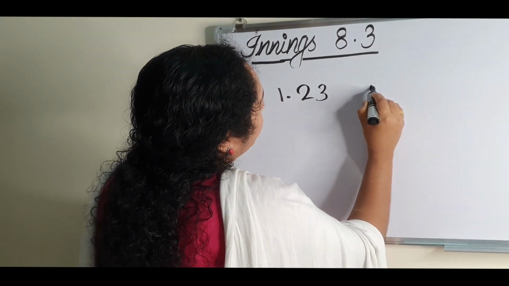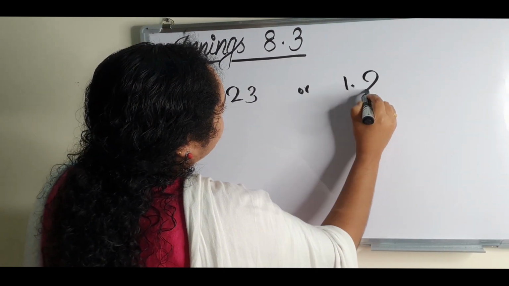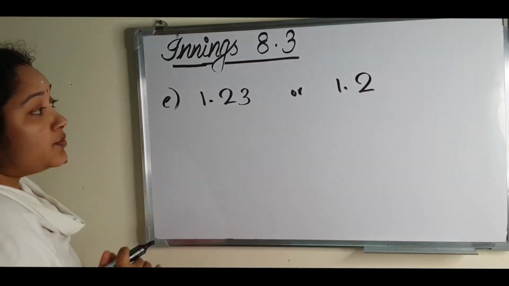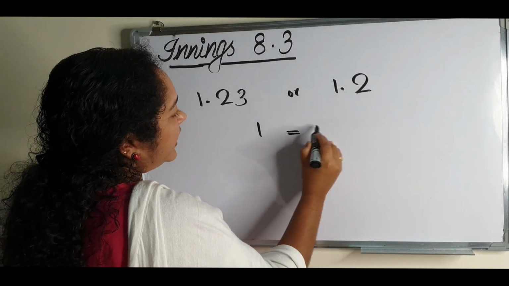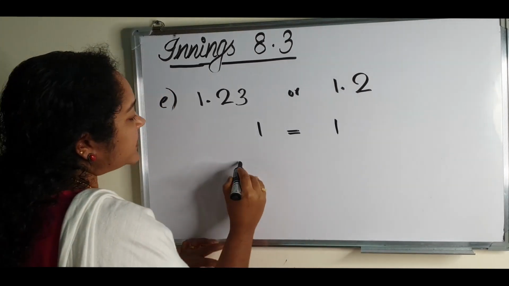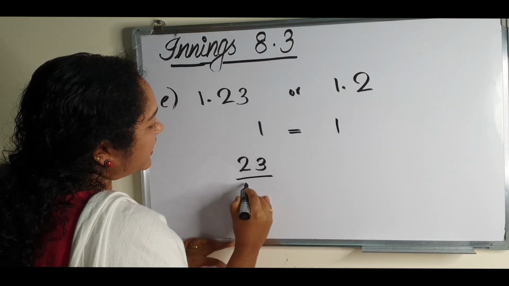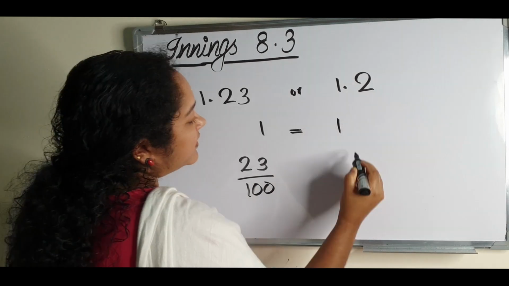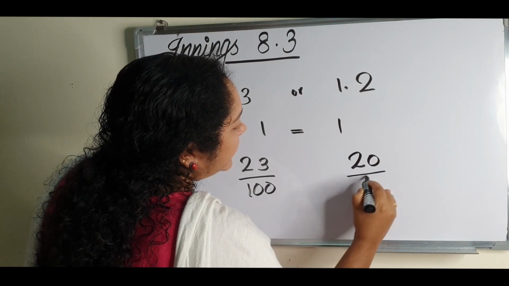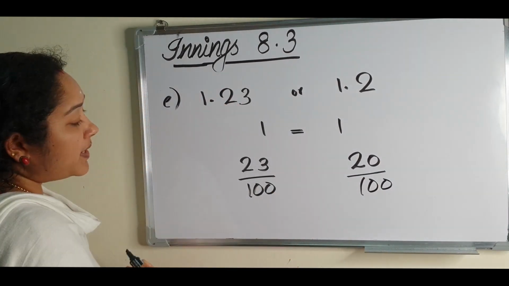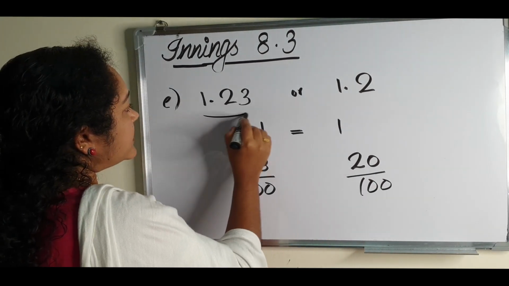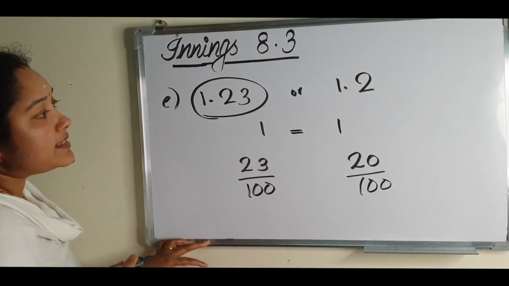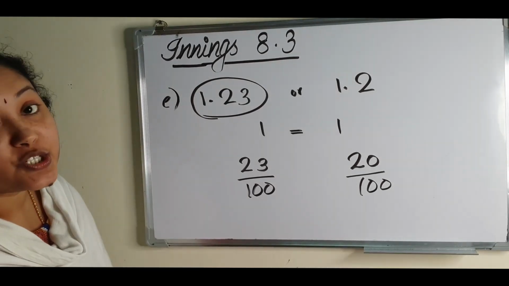Next question is 1.23 or 1.2. The whole part of both decimals is equal, that means 1 equal to 1. The fractional part is 23 by 100, here 20 by 100. 23 by 100 is greater than 20 by 100. So the answer is 1.23 is greater than 1.2.